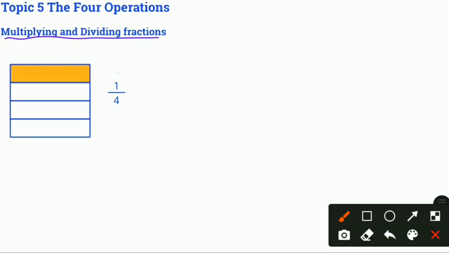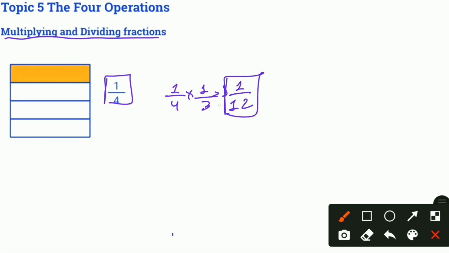We always use fractions. So let's say that this is 1 upon 4. This is a whole box divided into 4, and one of them is filled, so 1 upon 4. What happens if we try to multiply 1 upon 4 by 1 upon 3? Then it will give 1 upon 12. What does this mean? It means that there are 12 divisions inside a box.